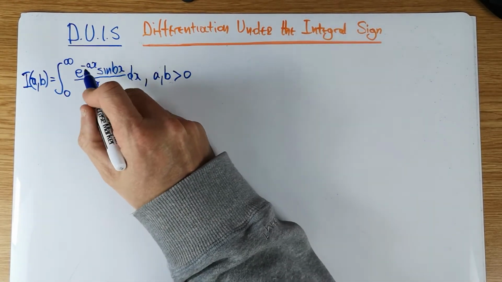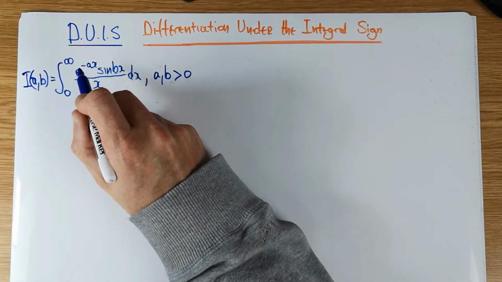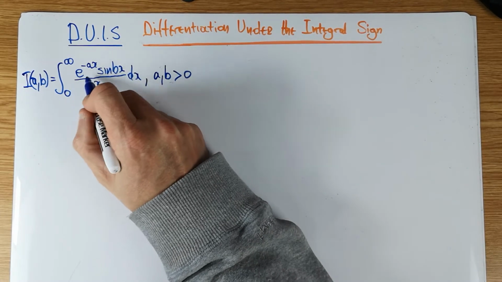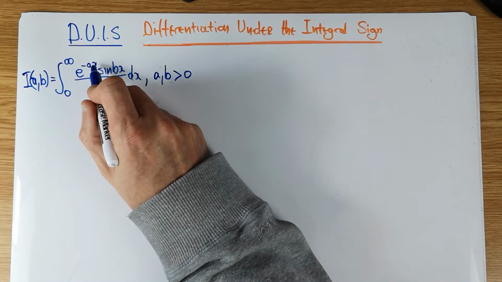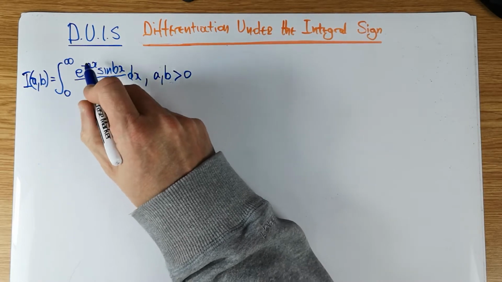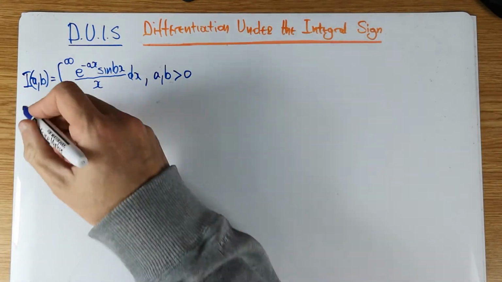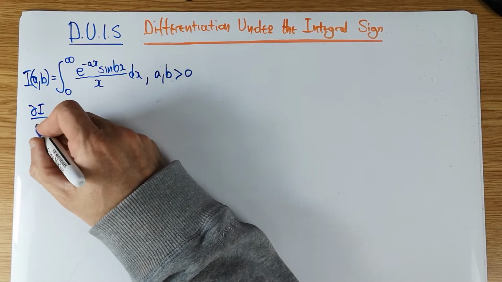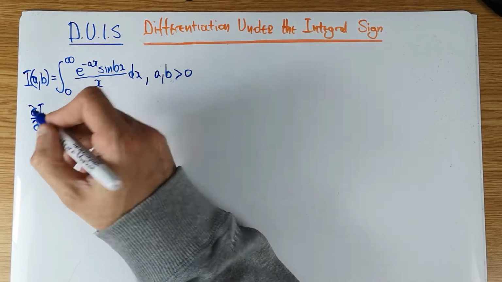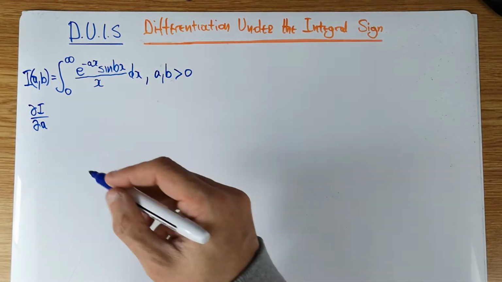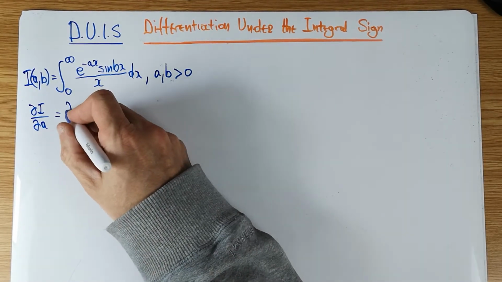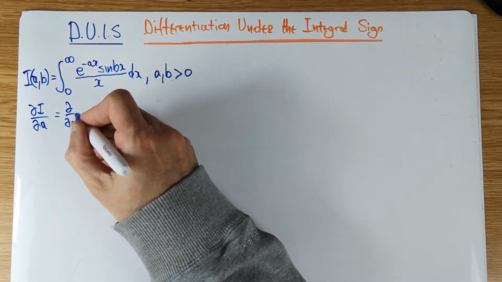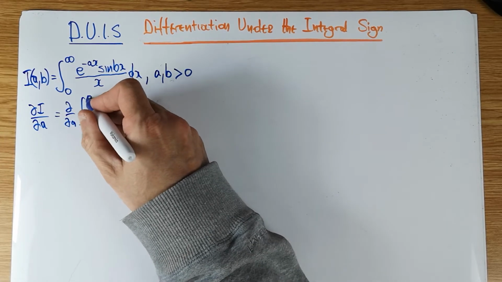The idea is when we differentiate with respect to a, this exponential will produce a minus x coming to the front, which will cancel this x, and this now will become doable. So let's go. dI by dA. I'm using partial because now this is truly a function of two variables. It is equal to d by dA of this particular integral.